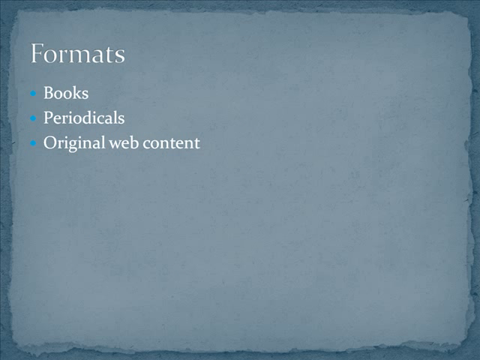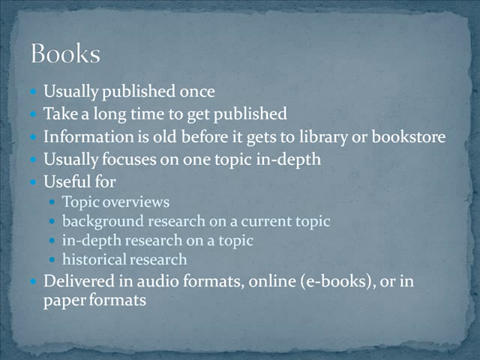Okay, so remember the formats we talked about before? Let's look at them more in depth. Books are usually published only once. Some are updated at regular intervals, but publishing and updating take time. An edition of any book is probably 2 to 3 years old when it hits the shelves. Books are accessible through many different mediums or delivery methods. You can access books in audio format, online, or in print.